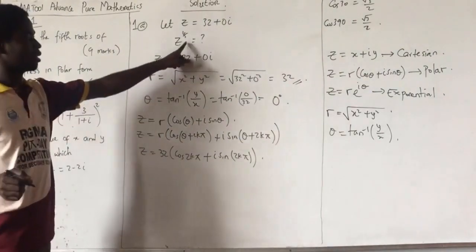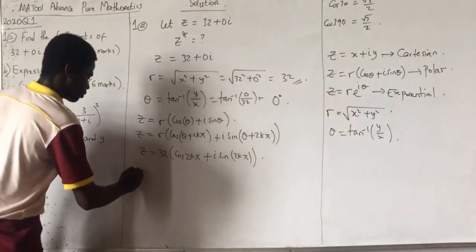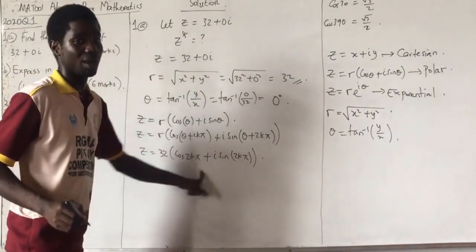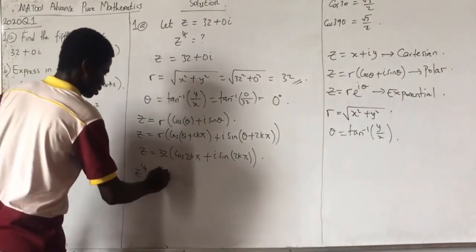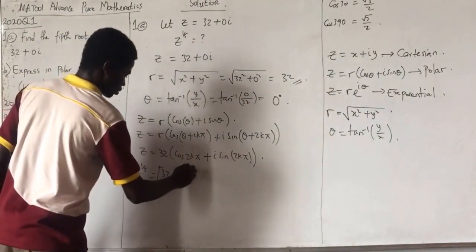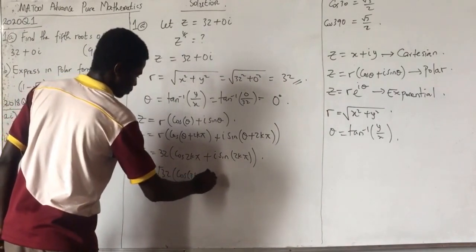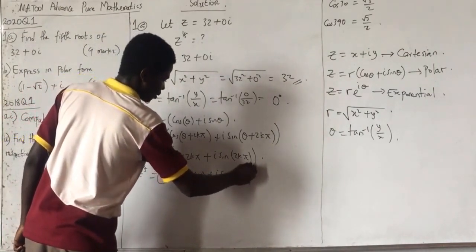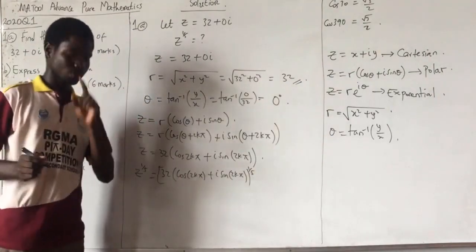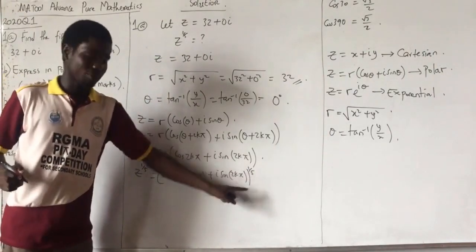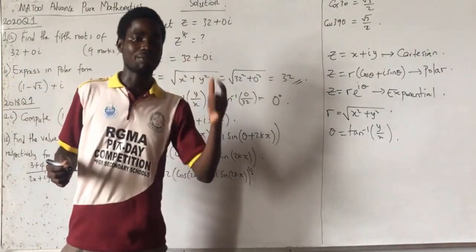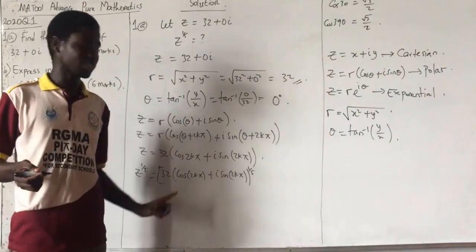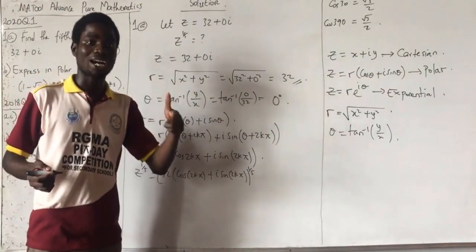So z raised to power 1 over 5 will now be, this one too will also be raised to power 1 over 5. So this one will be 32 cos 2k pi plus i sine 2k pi, everything raised to the power of 1 over 5. So 32 raised to the power of 1 over 5, don't forget 32 is 2 raised to power 5. So 5 will cancel this 1 over 5, or you can just press the 5th root of 32, or write 32 raised to power 1 over 5 on the calculator.